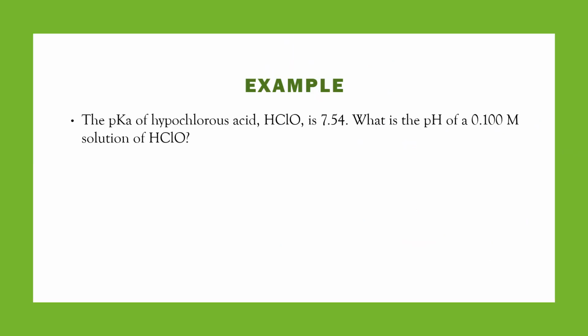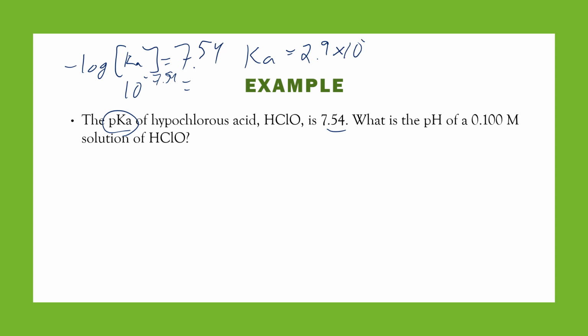Okay, so the pKa of hypochlorous acid is 7.54. What is the pH of a 0.1 molar solution of HClO? All right. So this time they gave us pKa, which is interesting, but they're perfectly able to do that. Remember, pKa is just the negative log of the Ka. So we can solve for the Ka by plugging in the pKa, 7.54, and doing 10 to the negative 7.54 to get our Ka. And we get that Ka is equal to 2.9 times 10 to the negative 8. Okay, I'm going to save that. We're going to need it.